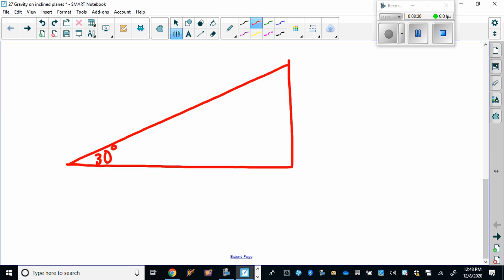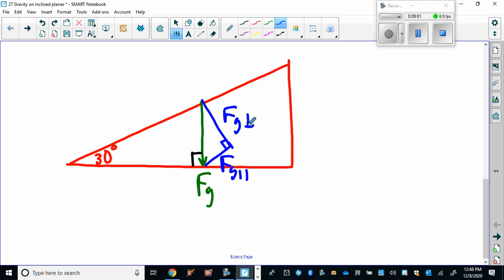30 degrees. Okay, I'm going to prove it, so let's say that this right here is the force of gravity, and the force of gravity goes straight down, so it creates a right angle right here. Here's the triangle that we have within the triangle. There's your force of gravity parallel. There's your force of gravity perpendicular. There's your 90-degree angle. Now let's fill in some angles. If this one is 30, this one is 90, what's this angle in here? It must be 60.